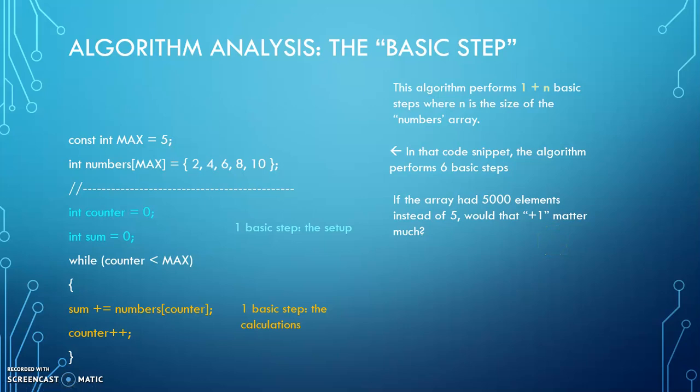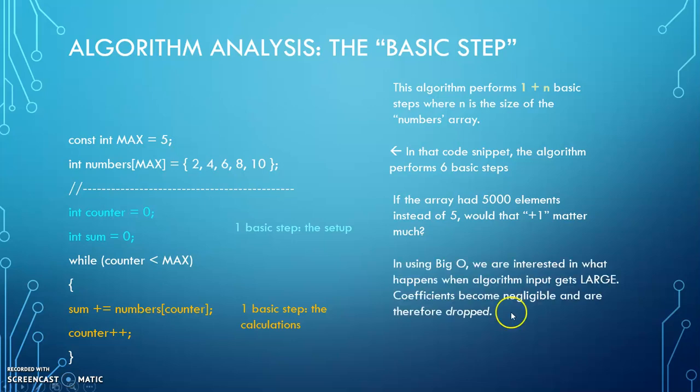So again, you have to abandon your need to be very precise that you've picked up in your math classes throughout the years when we're talking about this. It's almost like just getting down to the bare minimum. So with that in mind, because the 1 is negligible, we're just going to drop it. We're just going to throw it out the door because it doesn't matter. So we would say this algorithm performs n basic steps, where n is the size of the array.